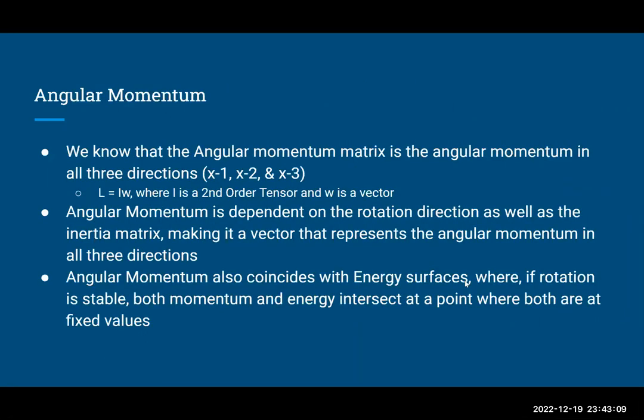And before we can talk about energy surface and angular momentum, we might want to better understand angular momentum. We know that angular momentum is a cross product between a second order tensor and a vector, in which the second order tensor is the inertia, while W, our vector, is our rotation vector. Angular momentum happens to be determined on the rotation direction as well as the inertia matrix, as we just said. And angular momentum also coincides with energy surfaces, where if the rotation is stable, both the energy and momentum will intersect at a point where both are fixed values.